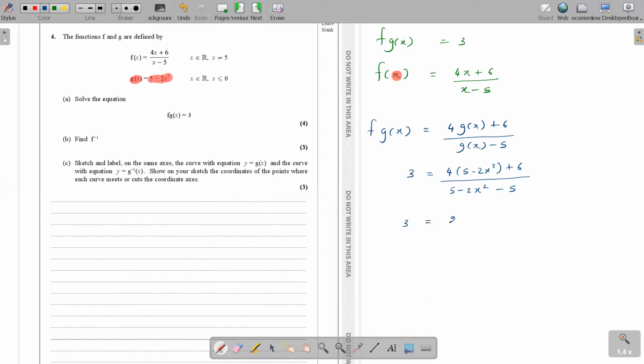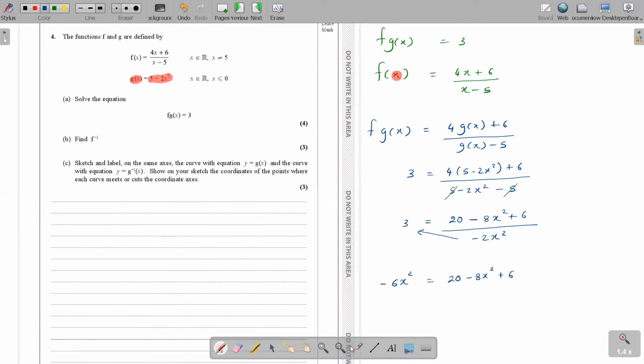Simplify. 5 times 4, 20. 4 times 2 minus 8x squared plus 6 over 5 minus 5, which cancels, and you end up getting negative 2x squared in the denominator. So I'll bring the negative 2x squared to the other side as a multiplication. 3 multiplied by negative 2x squared gives you negative 6x squared, equals 20 minus 8x squared plus 6.